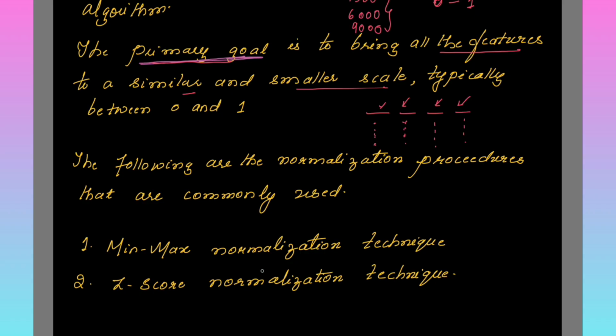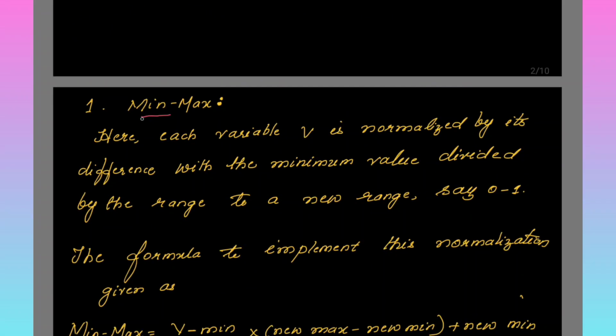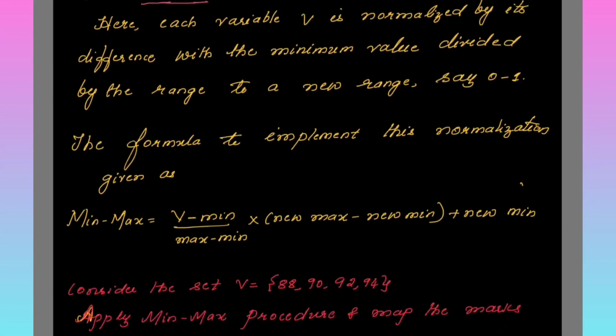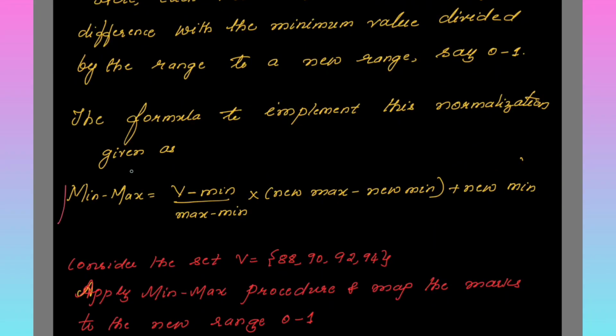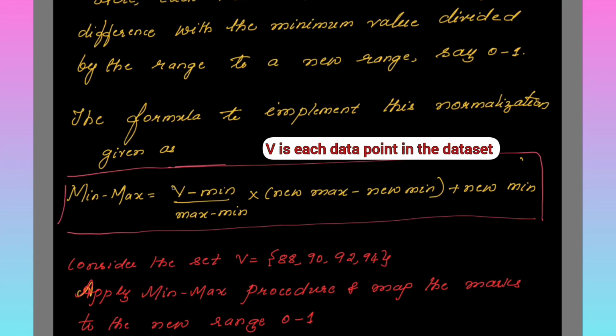There are two types of normalization technique. The first one is the min-max technique and the second one is the Z-score technique. Let us see how you transform data under the min-max technique. For the min-max technique, you have to make use of this formula: min-max equals (V minus minimum) divided by (max minus minimum), times (new max minus new minimum), plus new minimum.